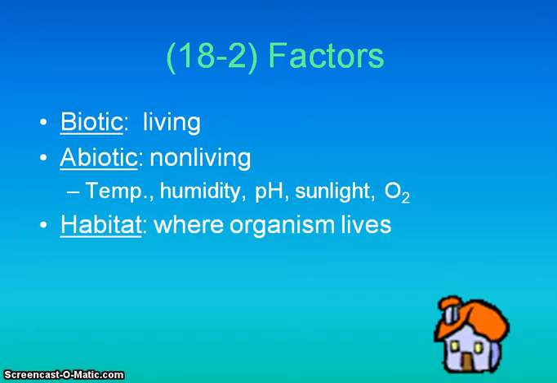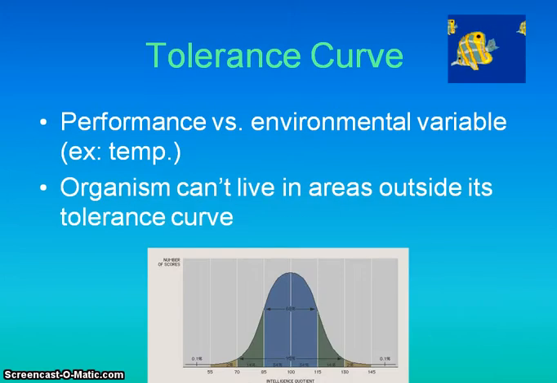And then a habitat is just where an organism lives. A tolerance curve refers to what types of environments an organism can live in to its best potential. So it's a graph that plots performance versus some sort of environmental variable, for instance, temperature. So it's going to have this bell-shaped curve to it. And the middle portion is going to be the optimum range.